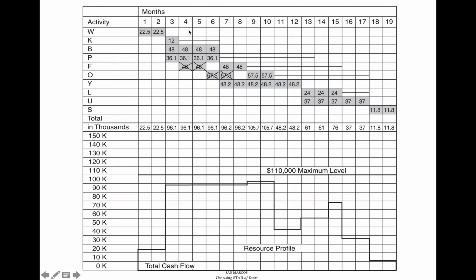And here we go with my cursor. So previously it was at 4 and 5. It's starting now at 7 and 8. Then we also are moving O to start afterwards on month 9 and 10.